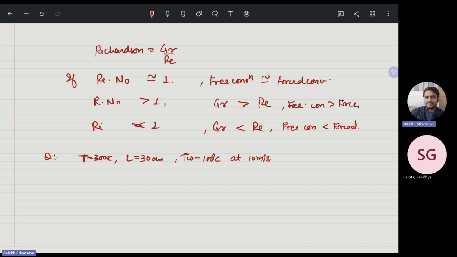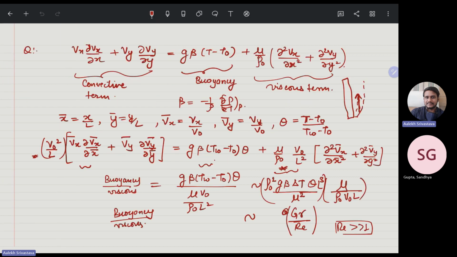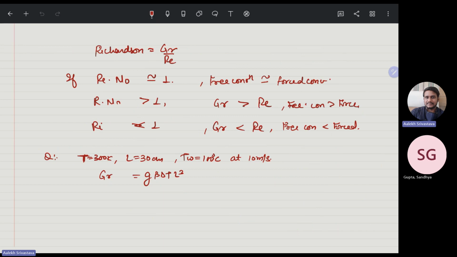For this, you need to find the Grashof number, that is g beta delta T L cube by mu square, and you will find the Reynolds number, rho V L by mu, and just check whether Gr by Re is less than 1 or greater than 1.